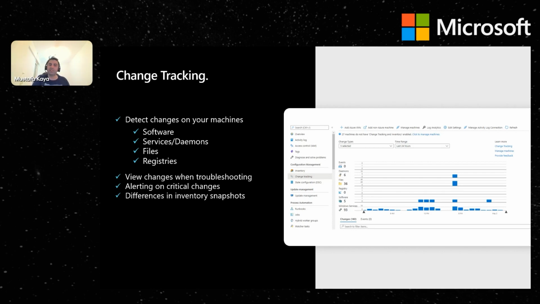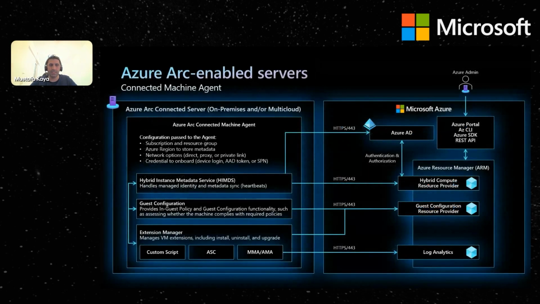You can do that with the inventory and change tracking capabilities for your on-premise virtual machines. Yes, these are coming capabilities for the Arc-enabled servers. And let me quickly show the Arc-enabled server agent.